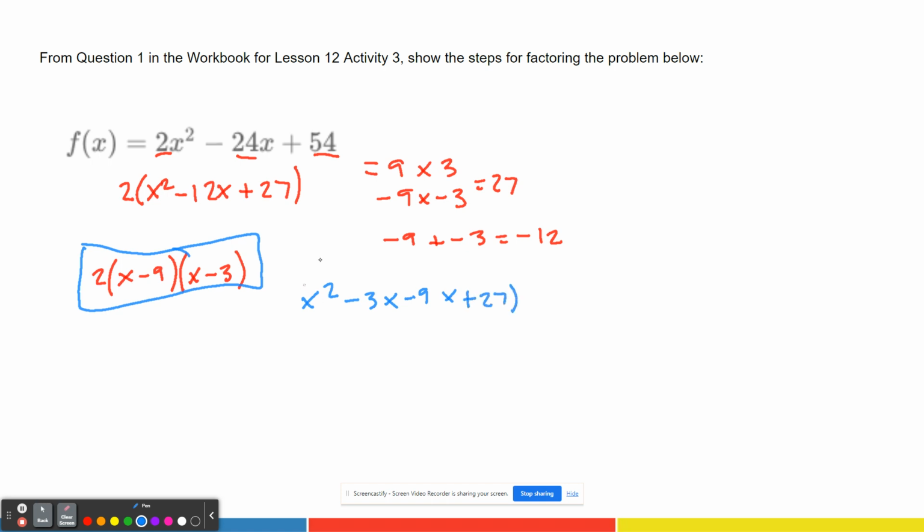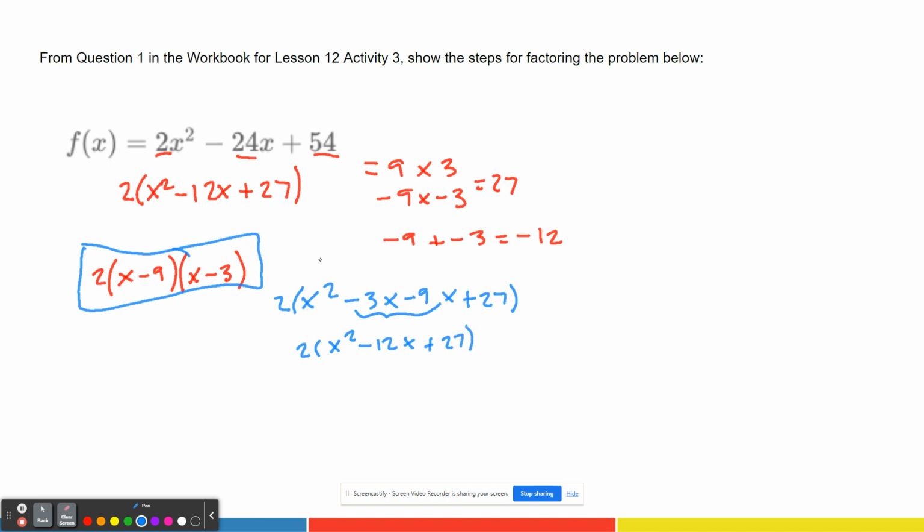And that whole thing is still being multiplied by 2 because I haven't touched it yet. Okay, that 2 is still there. But now I have this really long product. I have negative 3x and negative 9x in the middle. Well, those are like terms, so I'm going to combine those. So then I would have 2 times x squared, negative 3 and negative 9 is that negative 12 that we wanted, and then plus 27. Okay, so it actually checks out.